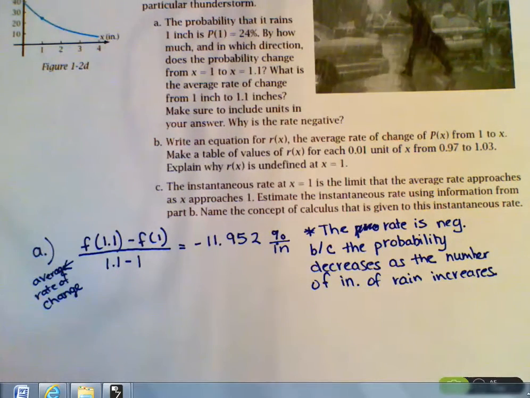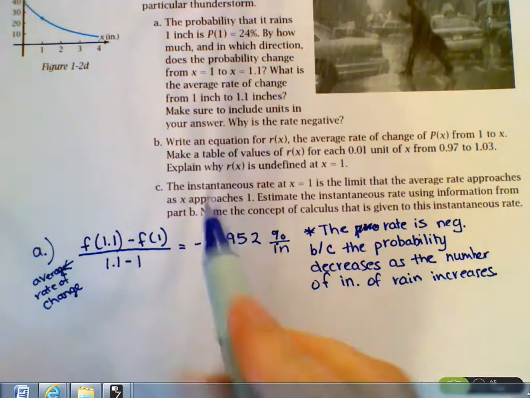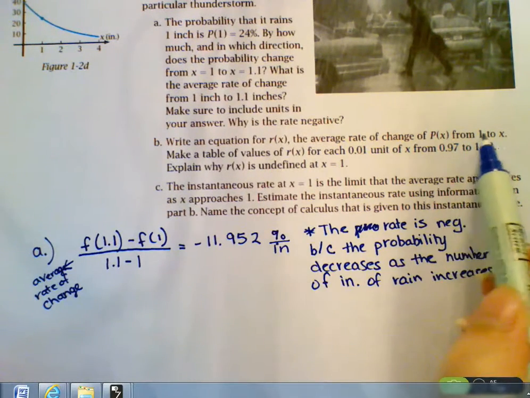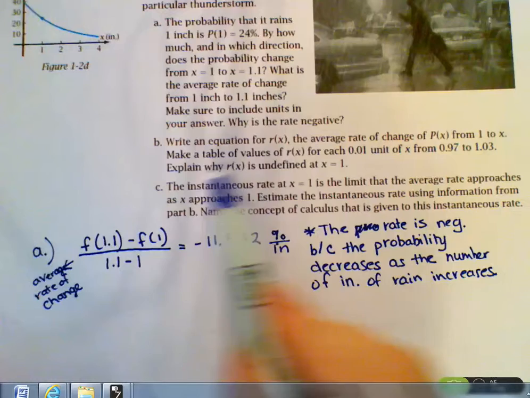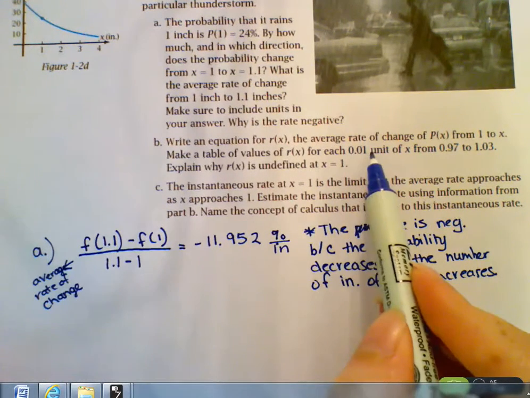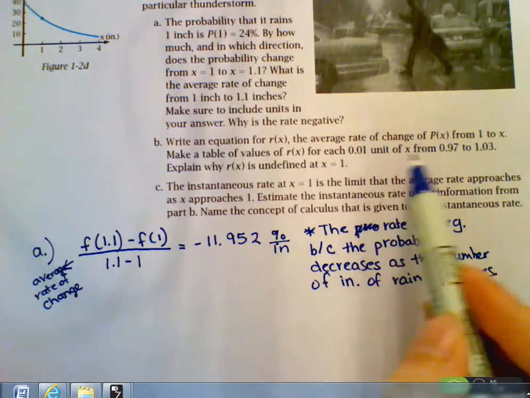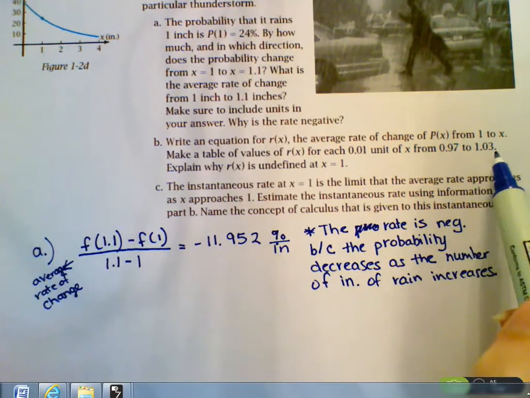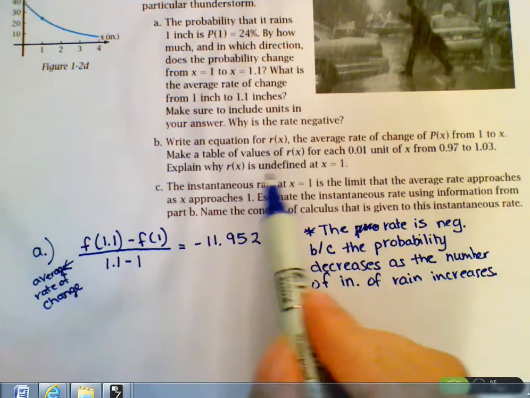All right, go ahead and look down at letter B. It says write an equation R of x, the average rate of change of P of x from 1 to x. Make a table of values of R of x for each 0.01 or 1/100th unit of x from 0.97 to 1.03. Explain why R of x is undefined at x equals 1.